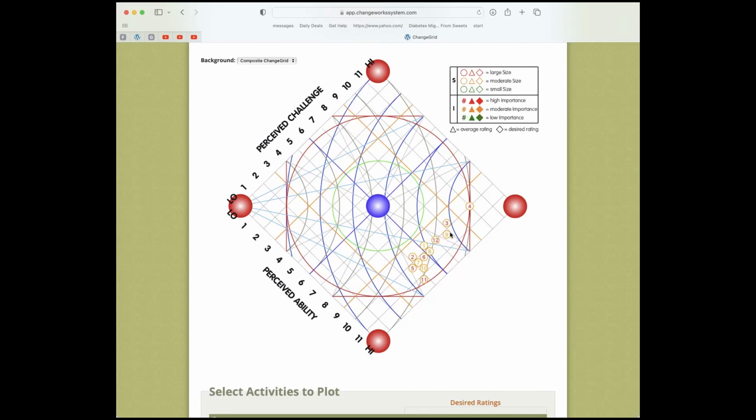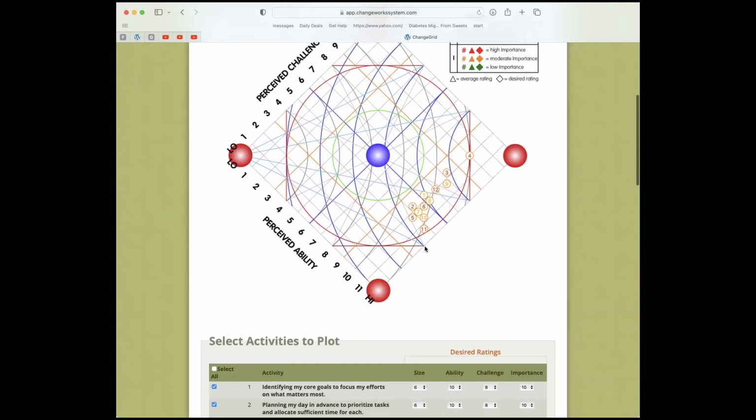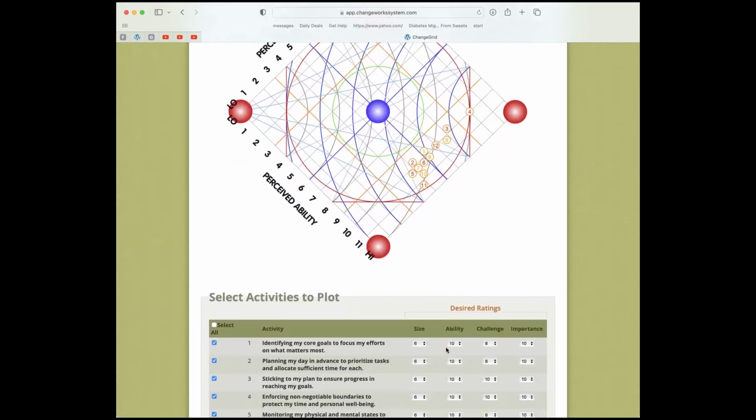Interesting. So if I was going to be doing a one-on-one reading with Brian, I'd be very curious to know what these relative rankings he put together in terms of the importance of an activity. Like why is activity number 1, identifying my core goals, only moderately important, but enforcing my boundaries is very important. Or number 3, sticking to my plan. So it's really important to plan my day and to stick to my plan and to enforce my boundaries, but it really isn't as important that I identify my core goals.